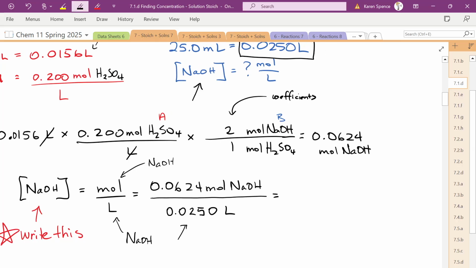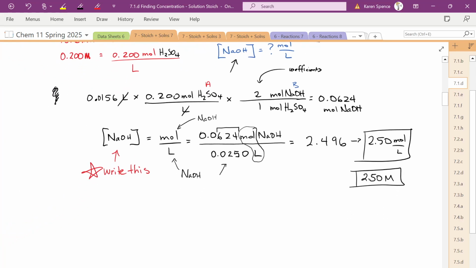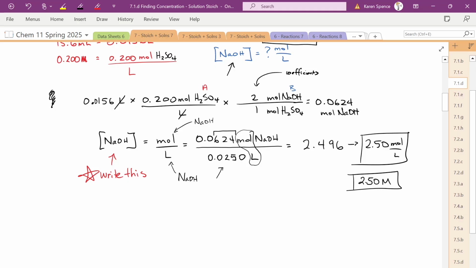All right, so we got 0.0624 divided by 0.025, and we get 2.496. But we have 3 sig figs, so that's going to become 2.50, and our unit is moles per liter. But you could write it as 2.50 molar. Is that good? Okay. Let's try another one.